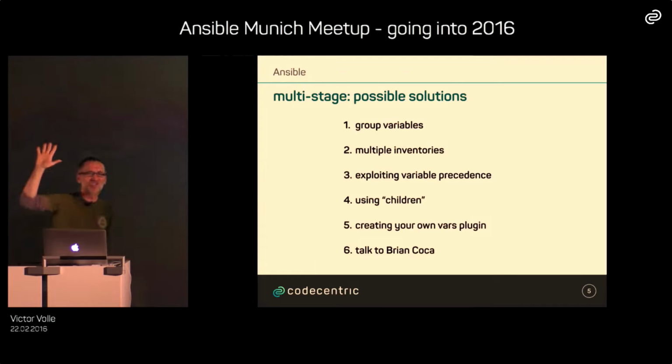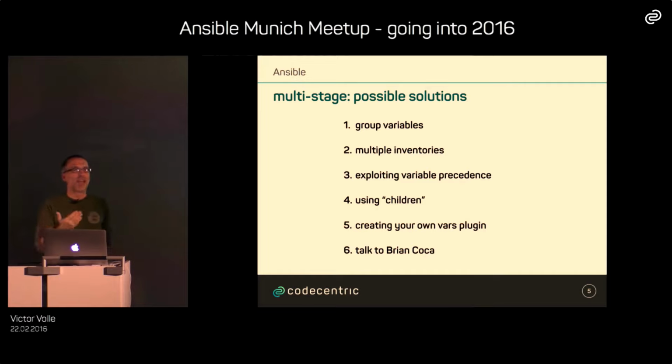So I have six variants of how to do this. The first one just came up, group variables. I will get to that in a little bit of detail. If you ask the Ansible guys, sometimes or mostly they tell you to use multiple inventories and never put the same variable key in multiple places. Keep it simple, simple, simple, which is good advice.